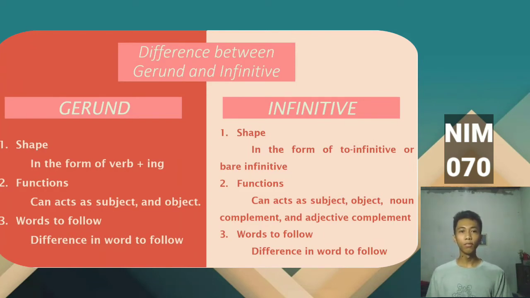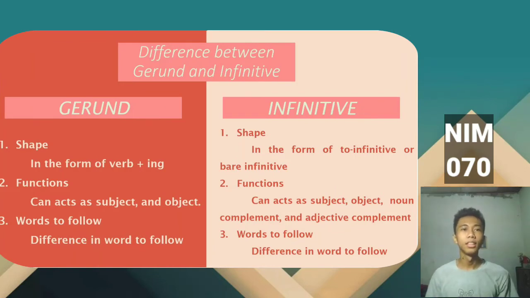The second difference is from its function. We know that both gerund and infinitive are nouns that derive from a verb. Because it is a noun, we know that a noun can be used as a subject and as an object. Gerund can be used as a subject and object, but infinitive can be used as noun complement and adjective complement.